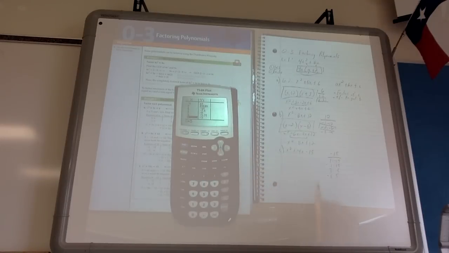4 is not a factor. Now when you get to 5 and negative 3, I've already got it written. So we started repeating, so we know that we're done. All right? We know that we're finished.